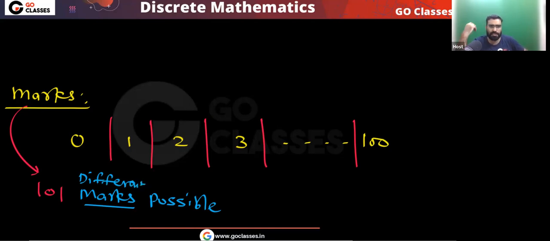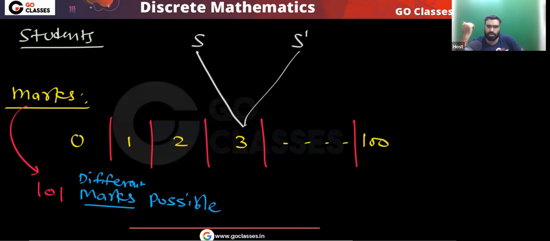So now you tell me a simple question I'm asking. If you want to make sure that at least 2 students go to the same marks, then how many students must be there? Like minimum, how many students must be there? 102 students, right? 102 students.